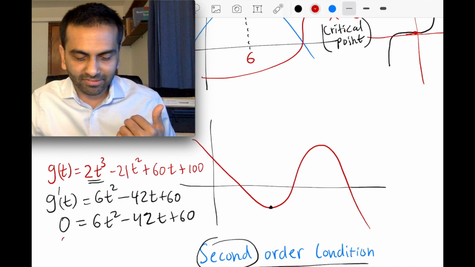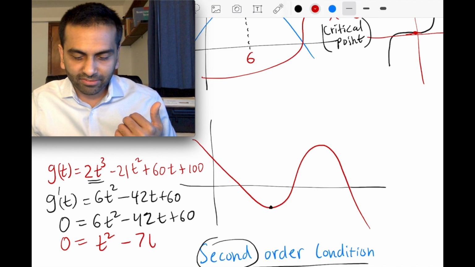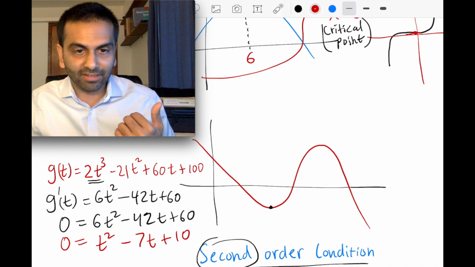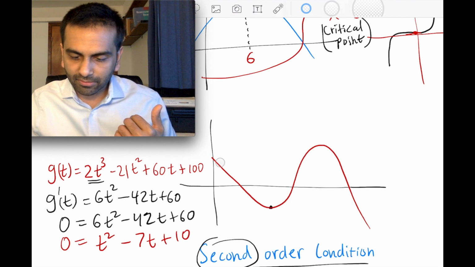If you divide both sides by 6, you get 0 equals t squared minus, 42 divided by 6 is 7, so 7t plus, and 60 divided by 6 is 10, so you get this. And now here, if you factor, I'm just going to erase this graph for now.